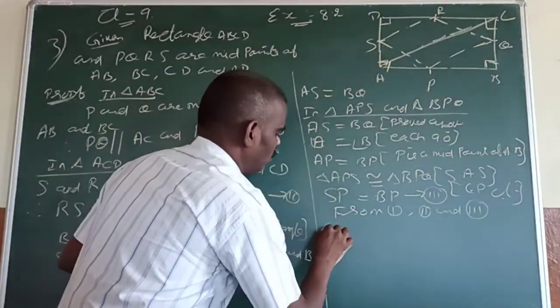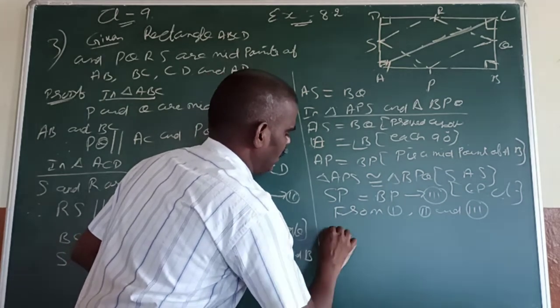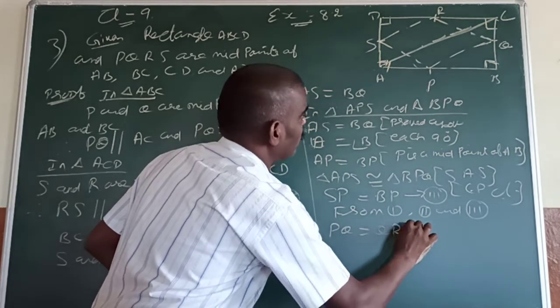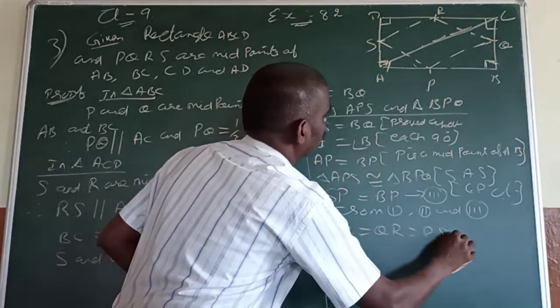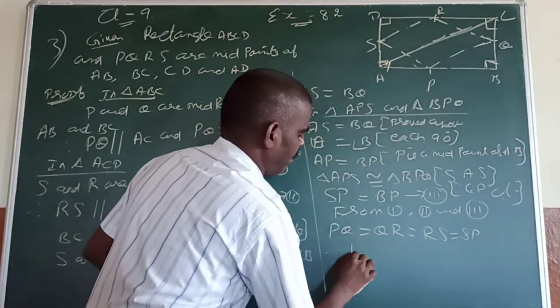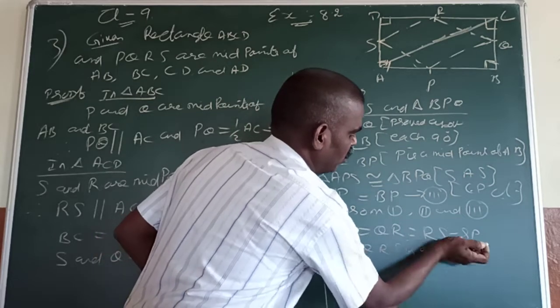Therefore, PQ equals QR equals RS equals SP. Therefore, PQRS is a rhombus.